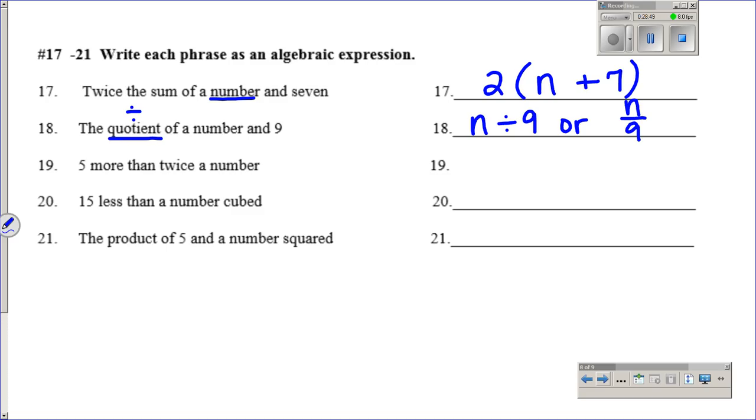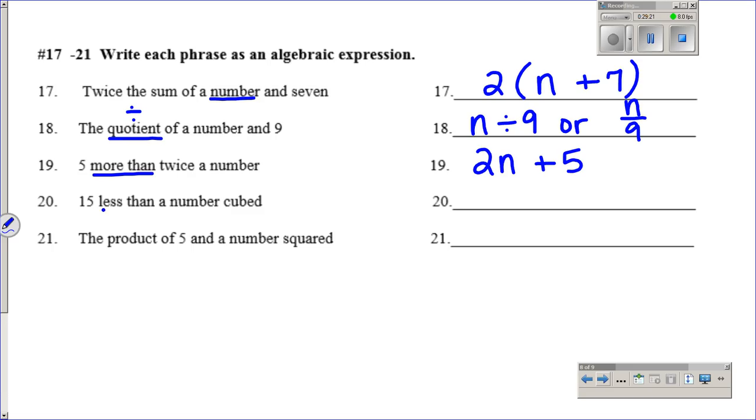Number 19, it says 5 more than twice a number. The words more than is a turnaround word, so we're going to turn around and put the 5 at the end. So we're going to do twice a number first, so 2 times n, and then add 5. Now with addition, if you reverse the order, it does not really affect the outcome, but with subtraction, it would be wrong.